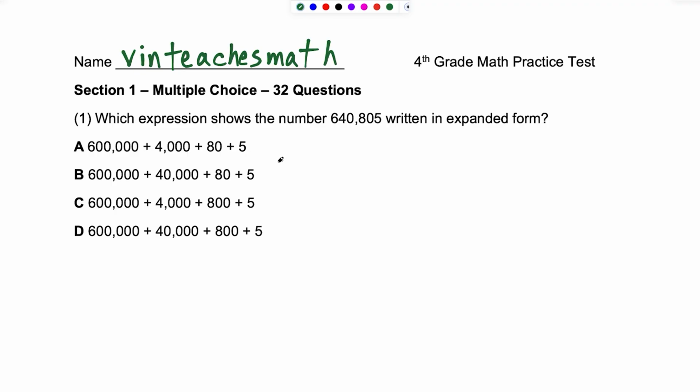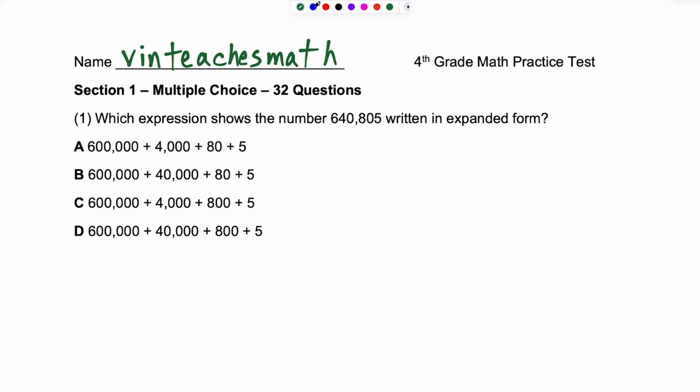Now let's get started. So first up, we have section 1, the multiple choice questions, and there's 32 questions here. And for question 1, we have which expression shows the number 640,805 written in expanded form. So for this one, we have to know place value.